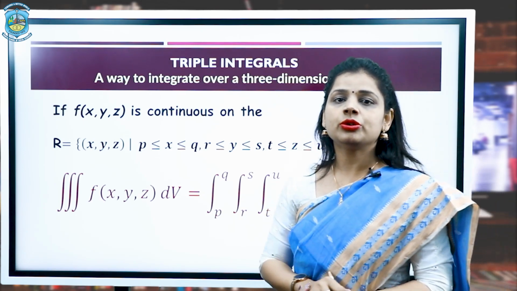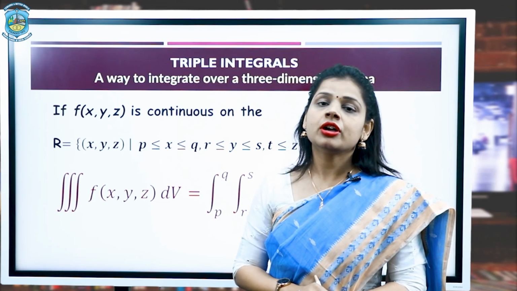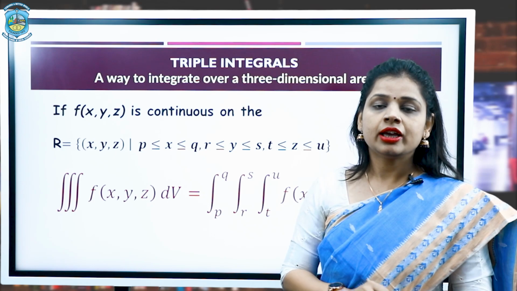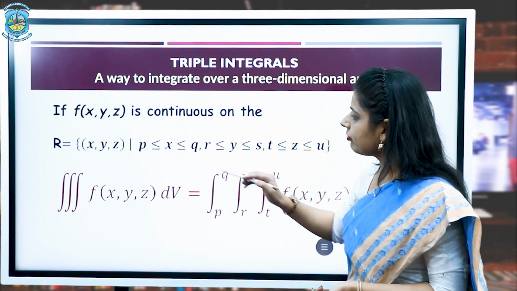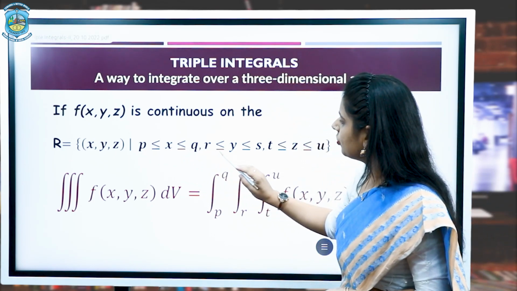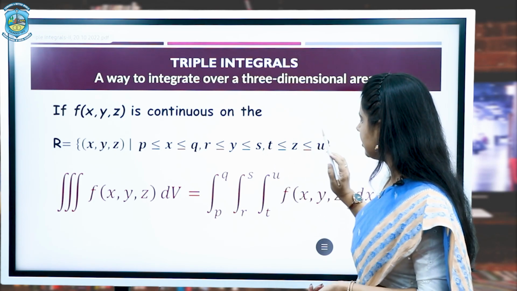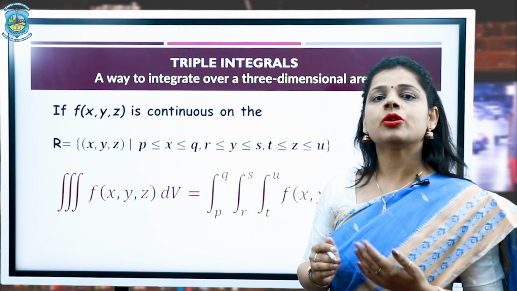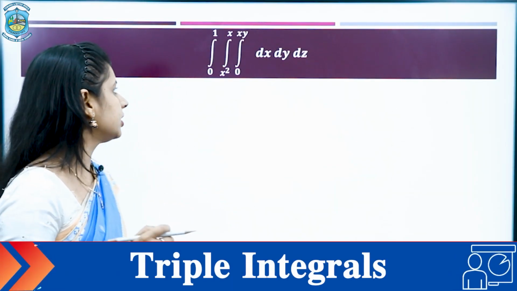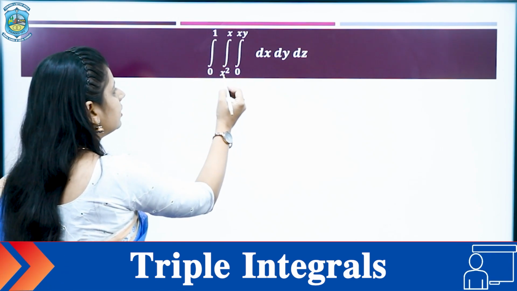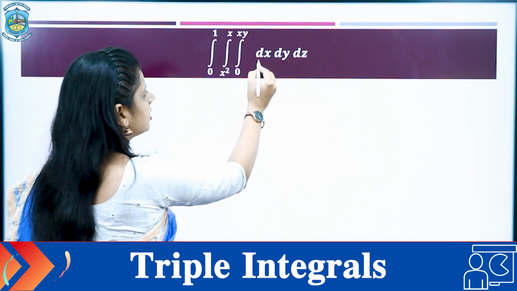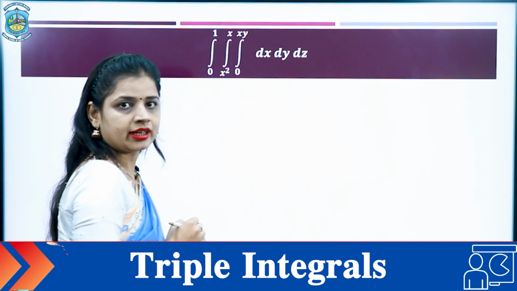In this video, you are going to learn about the solution of triple integrals with variable limits. That is, when one or more values from p, q, r, s, t and u are functions of x, y or z. First, we will solve this integral for the limits 0 to 1, x square to x, 0 to xy with respect to x, y and z.